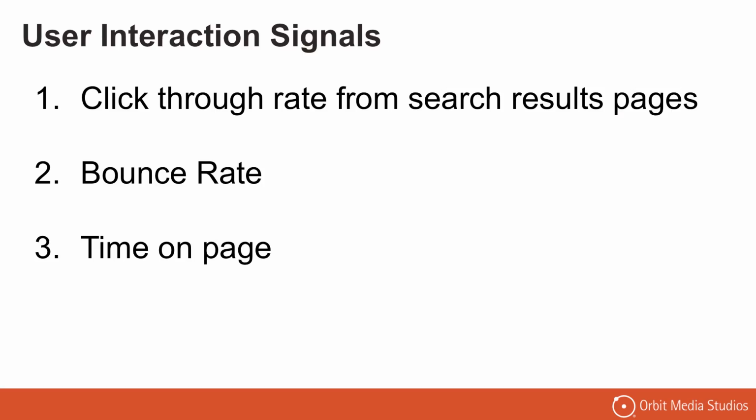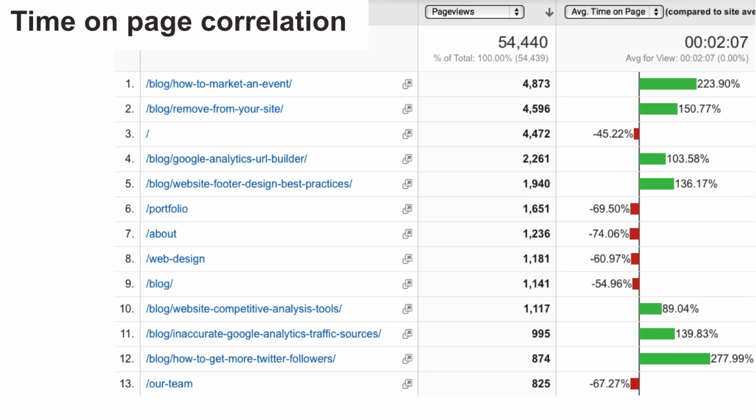So these are some examples of classic user interaction signals. Did the person click on the snippet in the search results page and go to the page? The bounce rate. What percentage of people went to a second page? Or did a lot of people just leave after seeing that one page? And then the time on page. Did they spend a lot of time or a little time? Now, in my experience, what I'm seeing in my analytics and the analytics of accounts that I have access to, there's actually not much of a correlation between bounce rate and high rankings, but I do see and feel a correlation between time on page and high rankings.